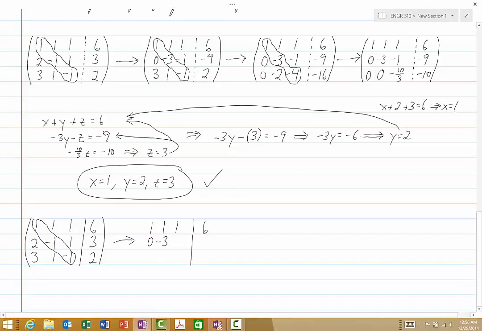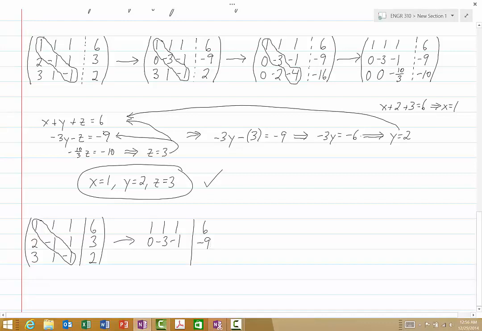Negative 2 times 1 is negative 2, and 1 is negative 1. And negative 2 times 6 is negative 12, and 3 gives negative 9. And now let's go directly to the next stage, which is to eliminate this 3. Notice we've eliminated the 2 now. Now let's go ahead and eliminate the 3.